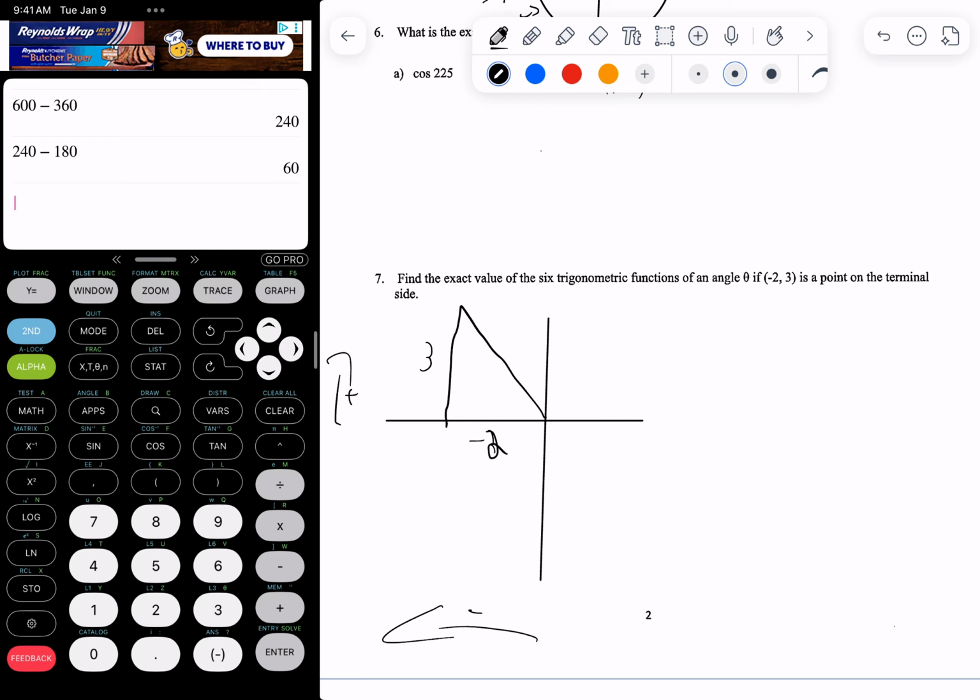If it was below the x, then the y would be negative. Above is positive. Same thing for the x. If it was on the left of the y, it's a negative. Right of the y, it's positive.